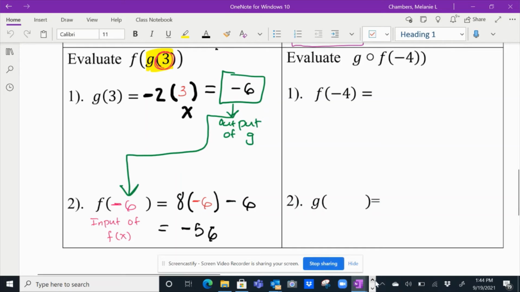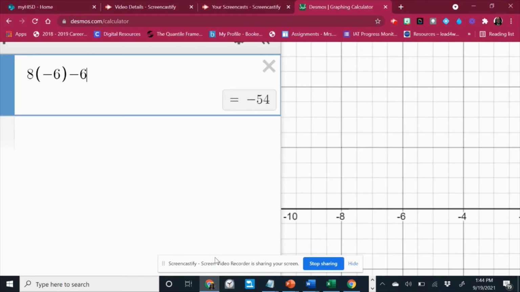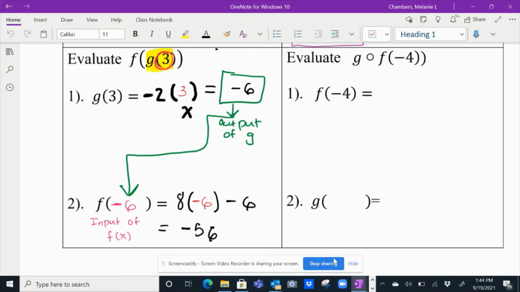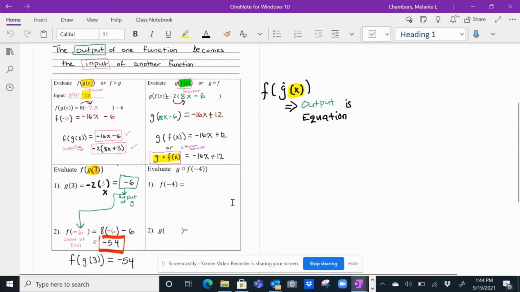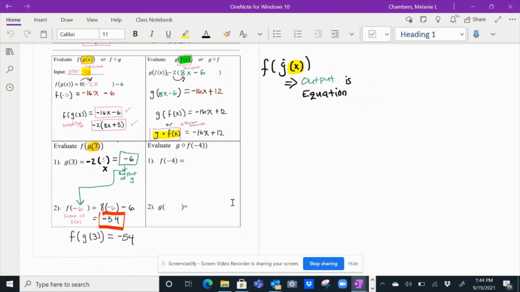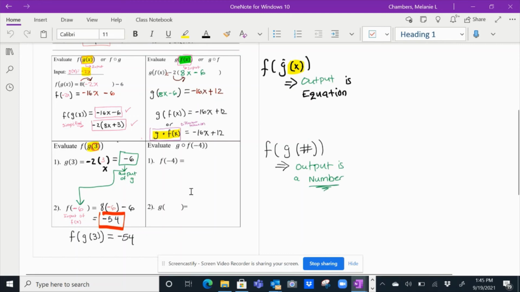And I think it was 56. Let me go and double check. Oh, nope, it was actually 54. Actually, negative 54. So let me go back and change that. And now we have our answer. So I'm going to rewrite this in the composite function notation as f of g of 3 is equal to negative 54. And I also want to note that when our input is a number, our output will also be a number.